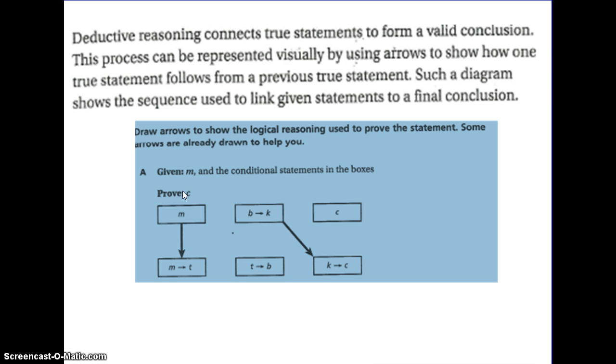So what we're going to do here, and this is a very visual representation of deductive reasoning and the thought process that we're going to use when we prove things. Okay, so it says, given M, prove C. So given that I know M is true, I need to prove C. Alright, so M implies T. Okay, well if M is true, that means T is true, so take a look. Alright, over here it says, well if T is true, then B is true. Well if B is true, then K is true. If K is true, then C is true. So there you go. That's how you connect the thoughts between M to C. Your deductive reasoning.